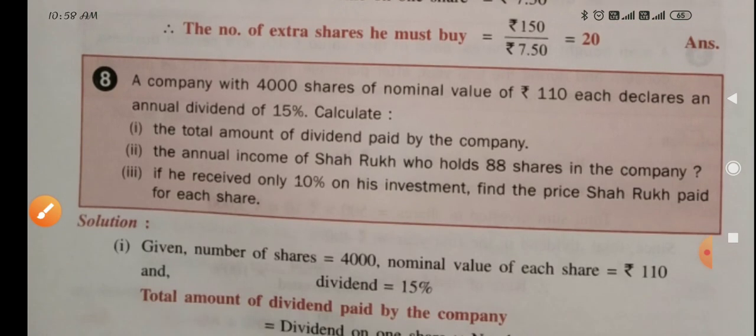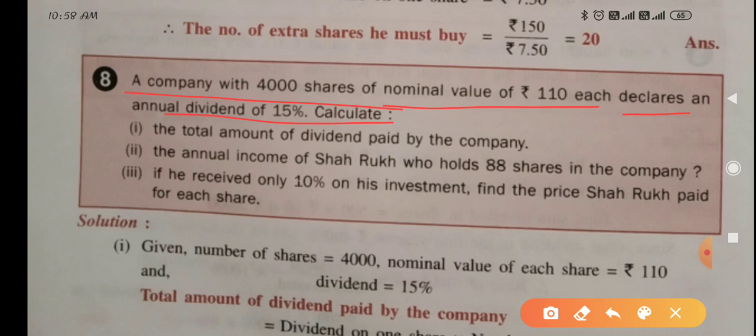Next example is coming, 8th. A company with 4,000 shares of nominal value 110 each declares an annual dividend of 15%. Nominal value is given as 110. Total shares with the company is 4,000. Only the total shares with the company are given, which means the company has 4,000 shares, not more than 4,000. And nominal value 110. Annual dividend 15%, the company is making the promise to give. Find the total amount of dividend paid by the company. So how much amount will the company give as dividend?